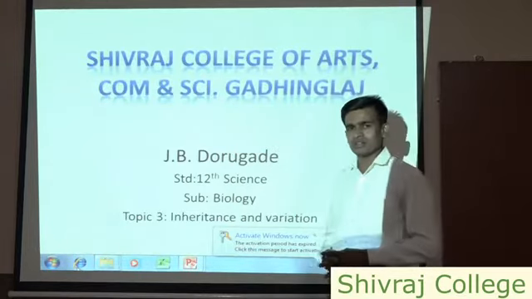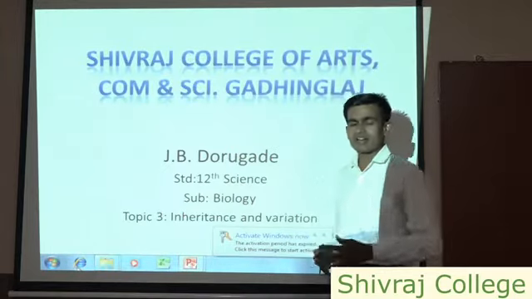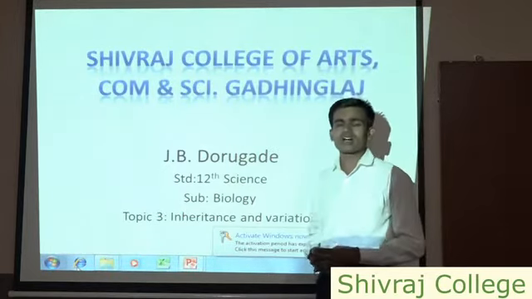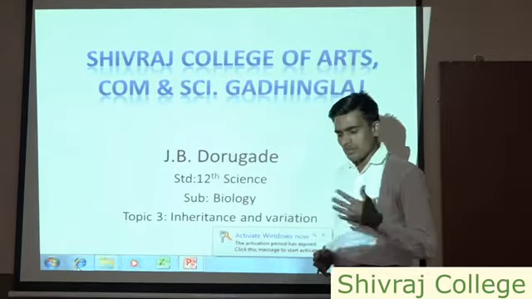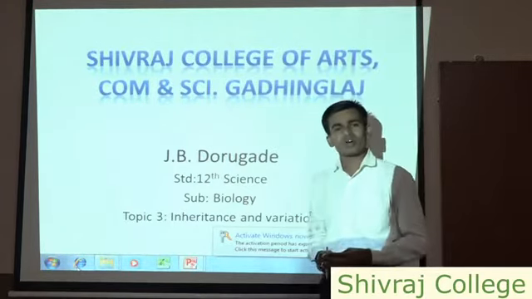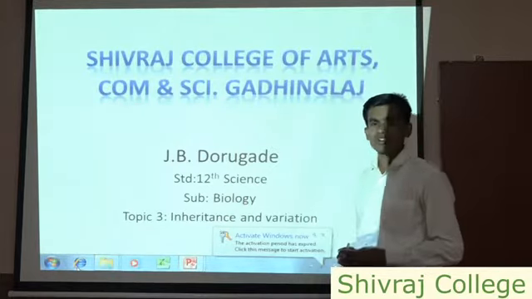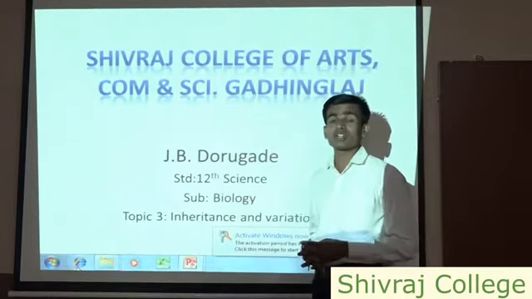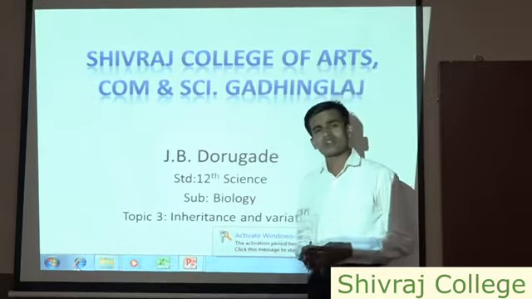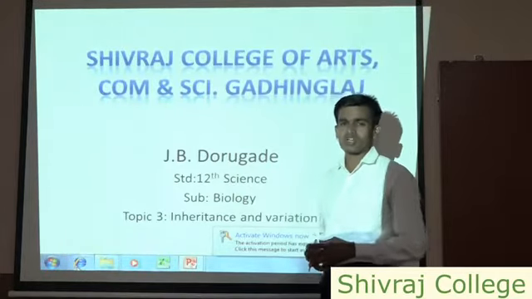So we know that Mendel conducted experiments on garden pea plants. Mendel conducted two experiments on garden pea plants, that is a monohybrid cross and a dihybrid cross. We already discussed the monohybrid cross. In the monohybrid cross, a single pair of contrasting characters is there, and their phenotypic ratio is 3:1 and genotypic ratio is 1:2:1.